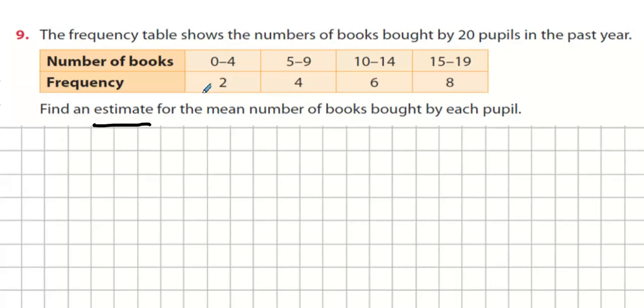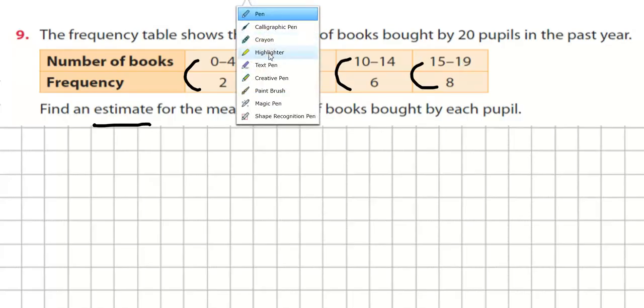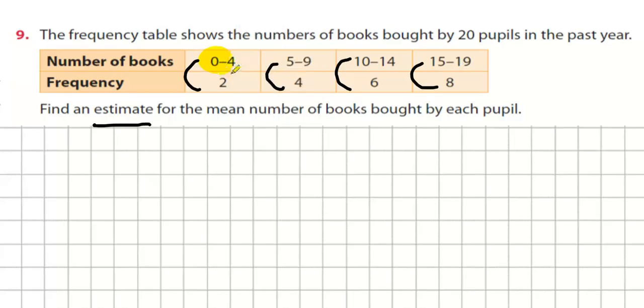So here's what I'm saying. 2 people got between 0 and 4 books. 4 people got between 5 and 9 books. 6 people got between 10 and 14, and 8 people got between 15 and 19. These are what are called intervals. An interval of 0 to 4, an interval of 5 to 9, an interval of 10 to 14, and an interval of 15 to 19. Are we cool with that?